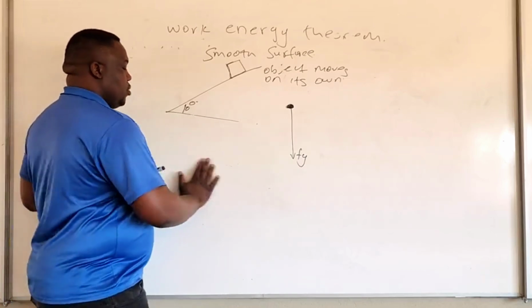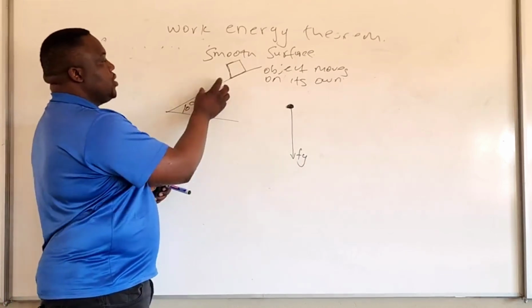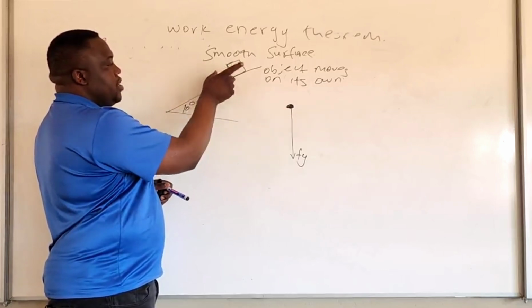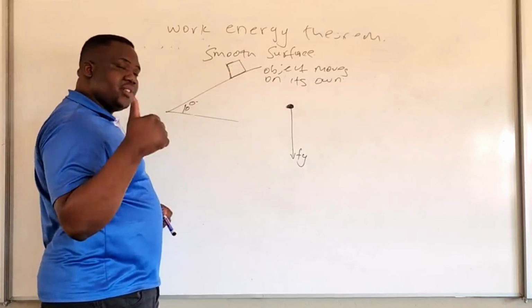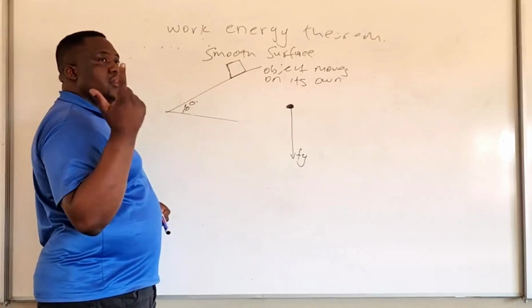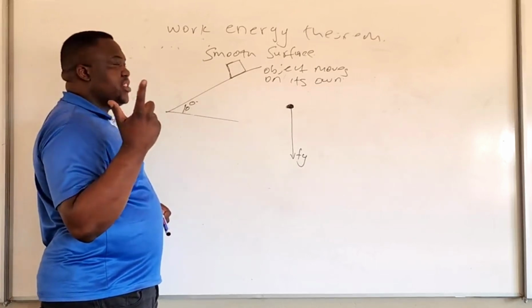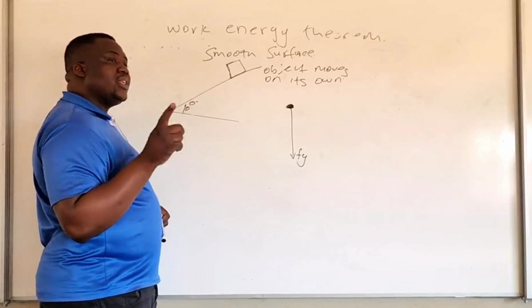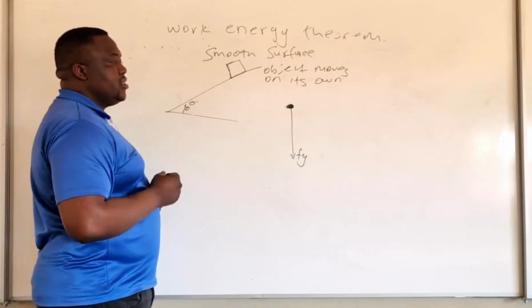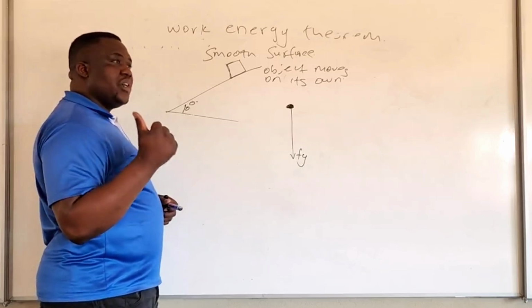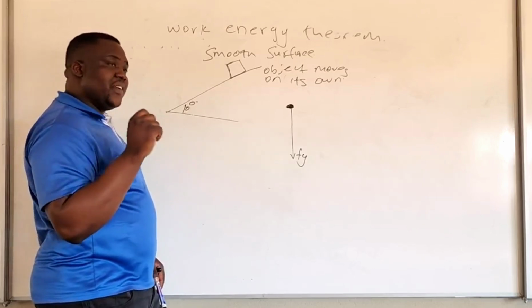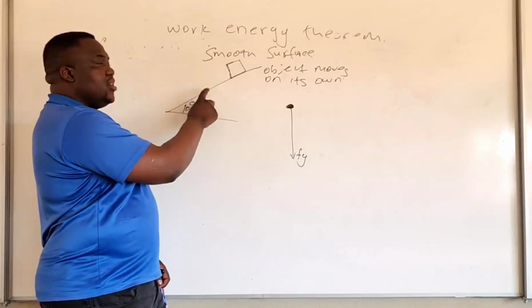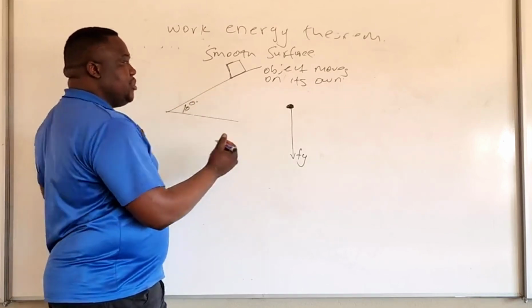Then, we want to draw a free body diagram. It's a smooth surface, which means there is no frictional force. The box is moving on its own, meaning that there is no applied force. Normal force is always there because it is the force which the surface exerts on an object, and this object is on a surface. So normal force is bound to be there.